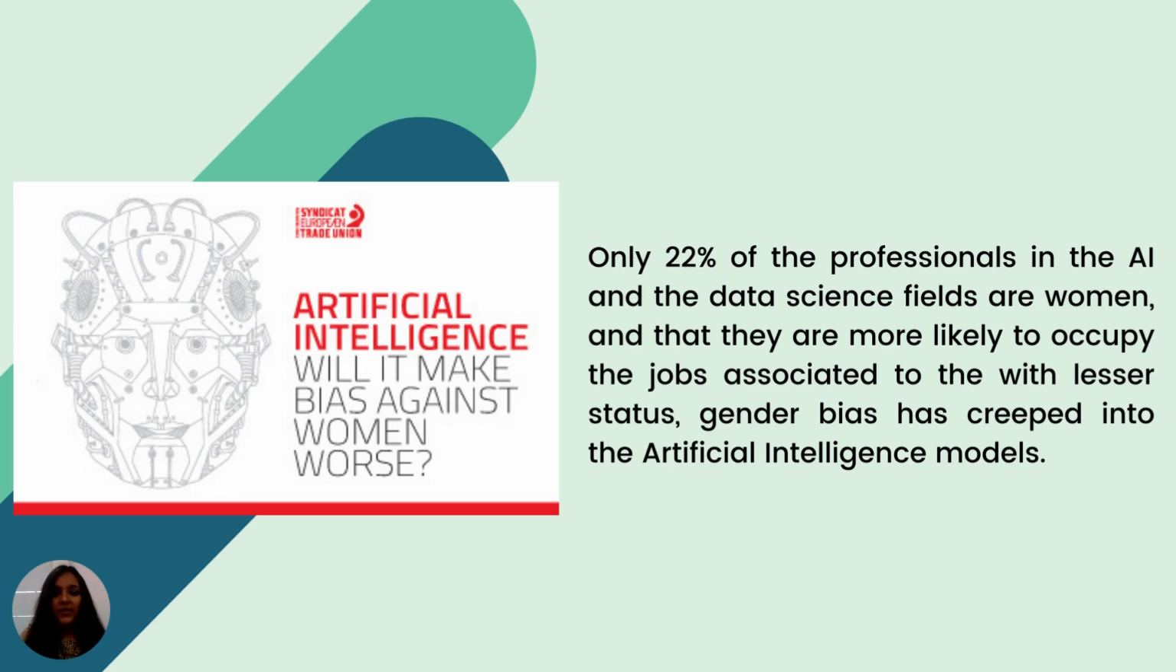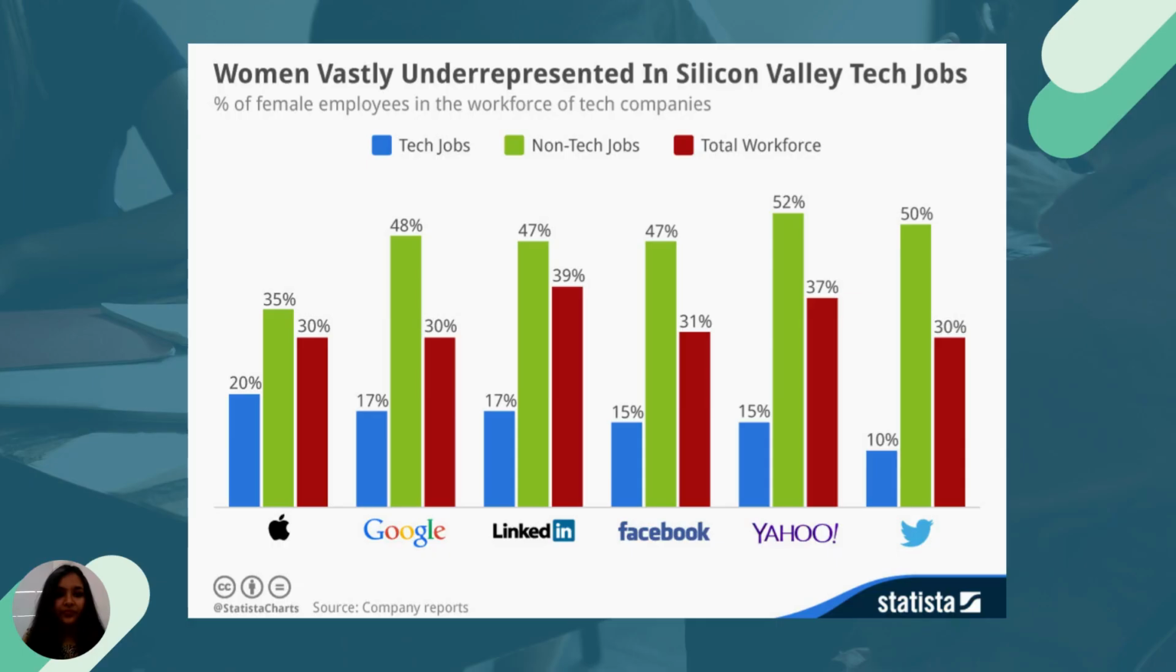So, just concluding it all, only 22% of the professionals in the AI and data science fields are women, and they are more likely to occupy jobs associated with lesser status. Gender bias has crept into artificial intelligence models. Women as a whole are a mixture of varied groups and face various realities. These include women who live in rural and remote areas, native women, women from different ethnic and religious minorities, women with disabilities, HIV/AIDS-affected women, etc.